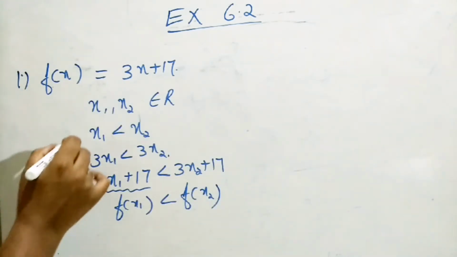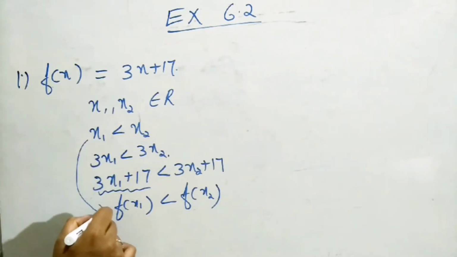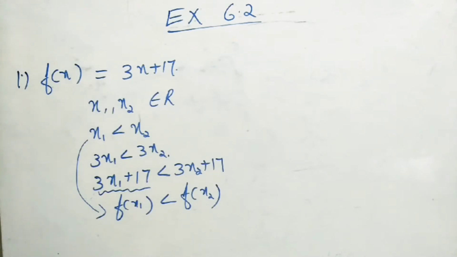Now what we got? If x1 is less than x2, then f of x1 is less than f of x2. So we can say that our function f is strictly increasing on capital R. Second question.